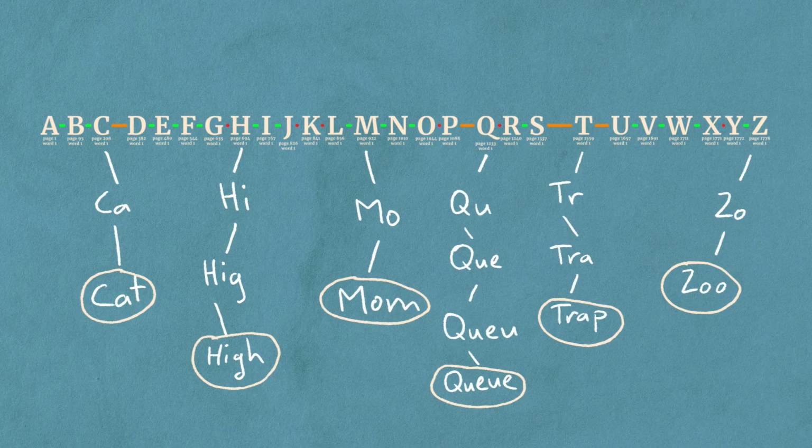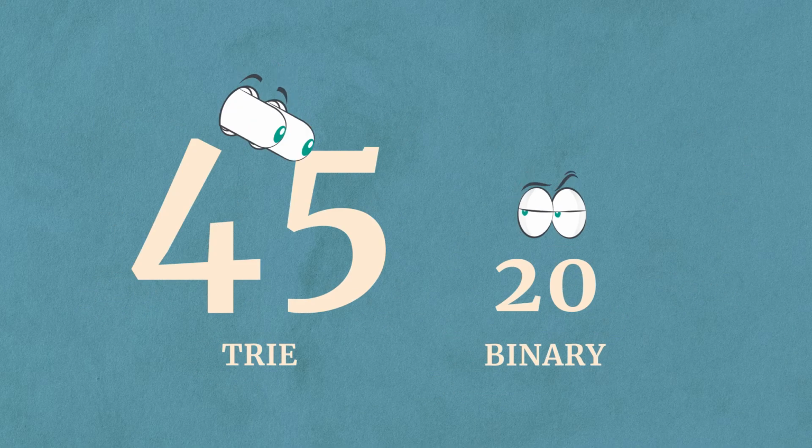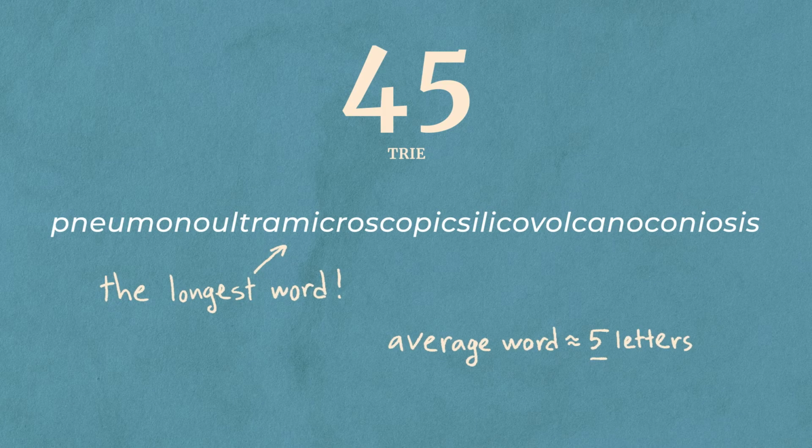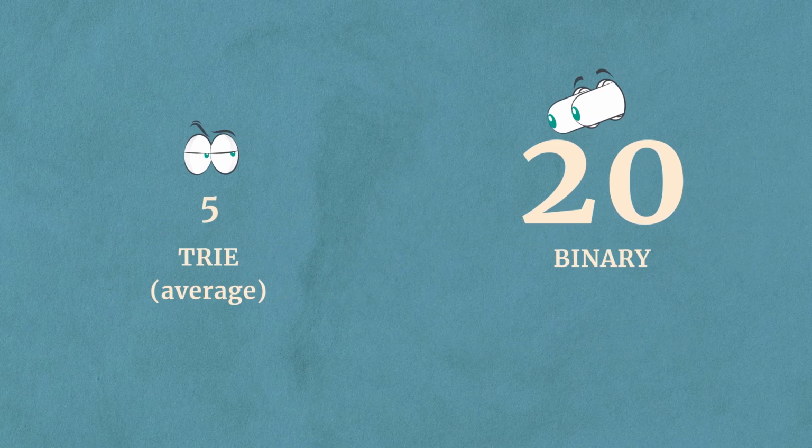But why is this method fast? We took 45 steps, whereas binary search needs only 20. The thing is, the number of steps is equal to the number of letters in the word. In our case, we are searching for the longest word in English, an extreme case where binary search performs better. But on average, the length of a word in English is about 5, so you will find the average word in 5 steps. That's a significant improvement.